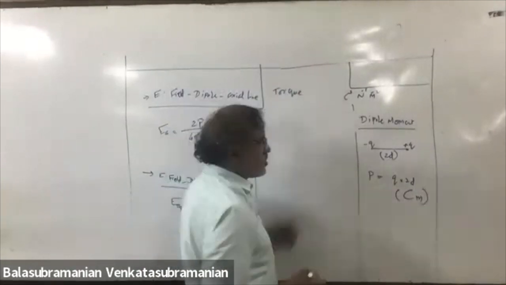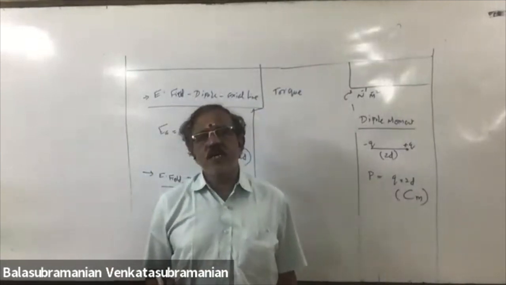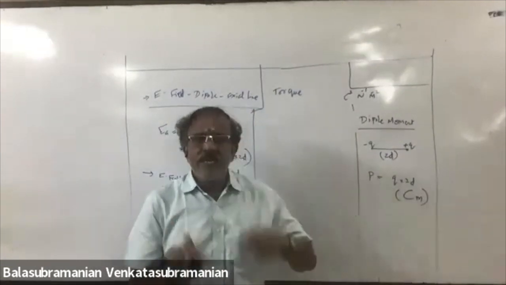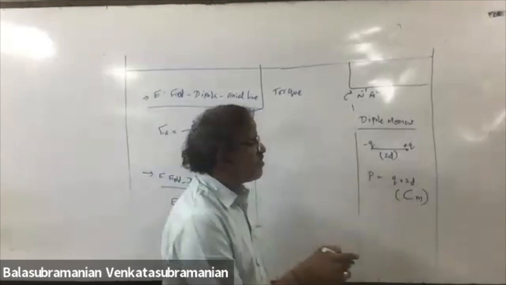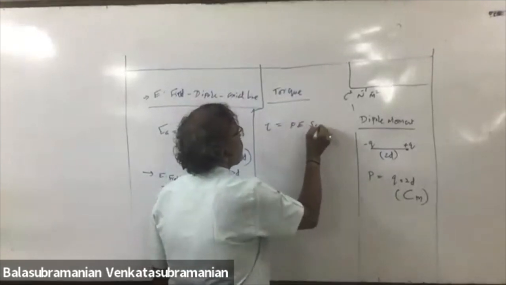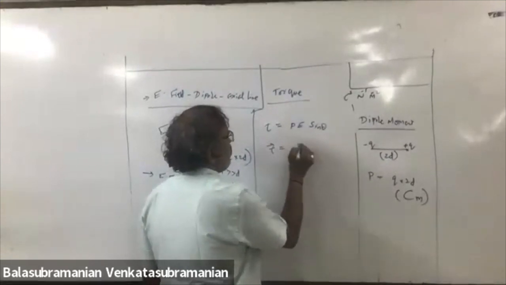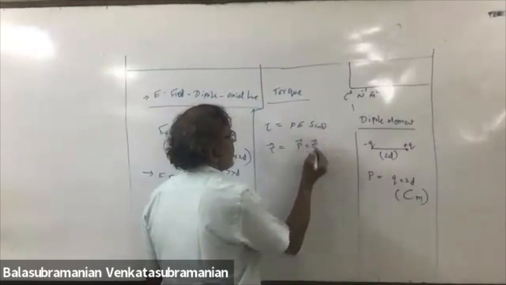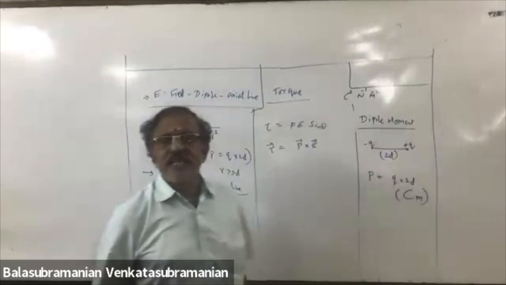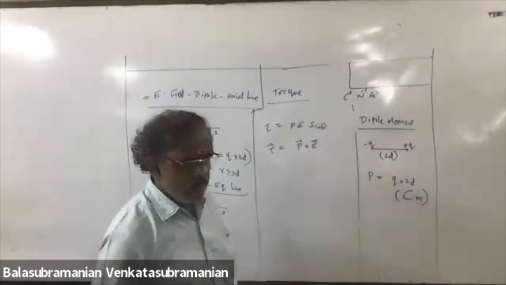torque experienced by a dipole placed in a uniform electric field. You are placing a dipole in an external electric field. It experiences a torque. That torque formula is PE sin theta. It is a vector product, P vector cross E vector. Cos theta means scalar product. Sin theta means vector product of two vectors. Okay. Next.